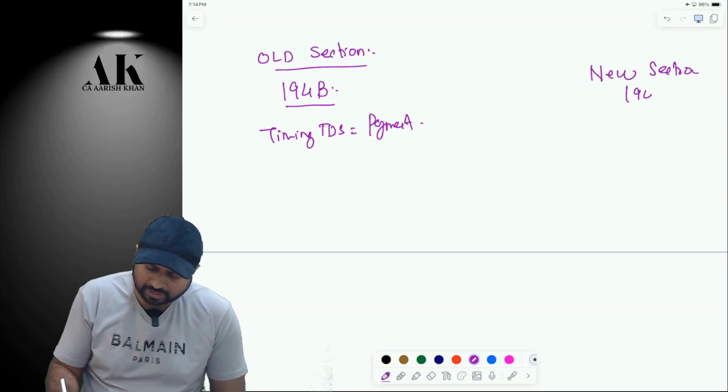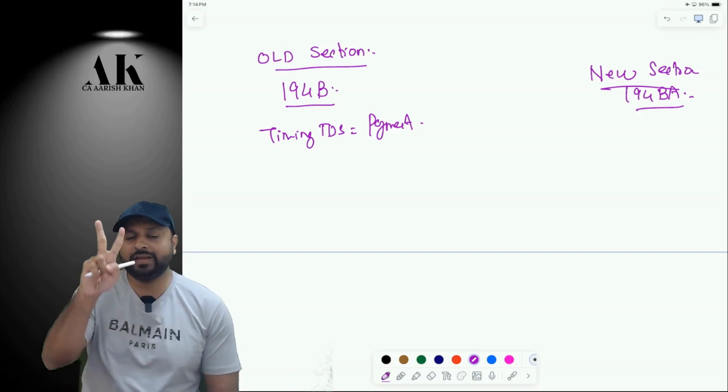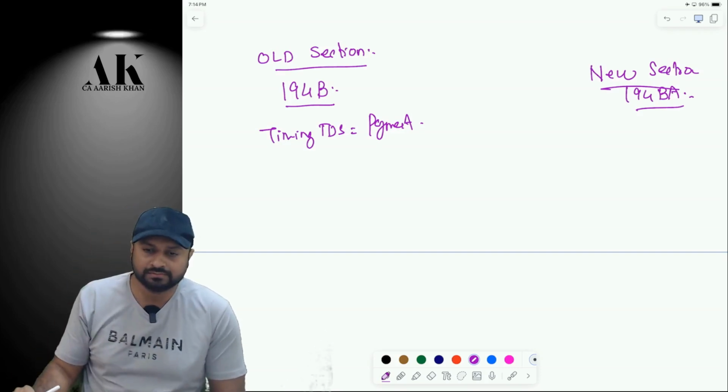The new section says that no, it should not be based on payment basis. Then it should be based on two bases. There are two bases over here.